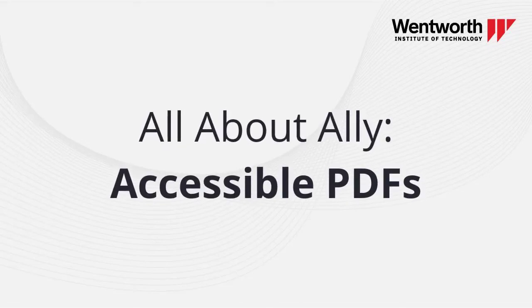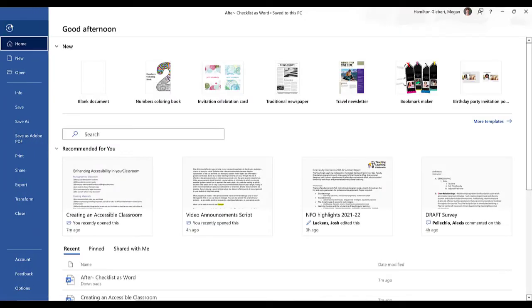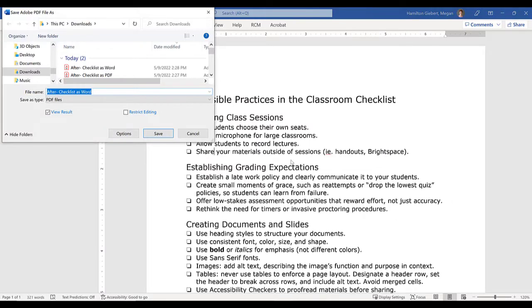This video demonstrates how to use Ally to improve the accessibility of your PDFs and will outline the pros and cons of different ways to provide students with access to your materials. Let's say you have a document you want to share with students, but you don't want students to modify the document after they receive it. You may decide to convert the document to a PDF to make it more difficult to edit.